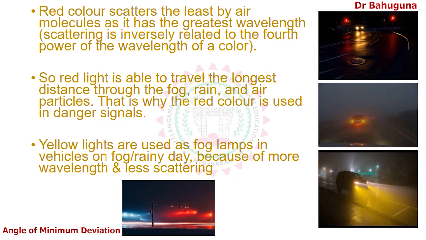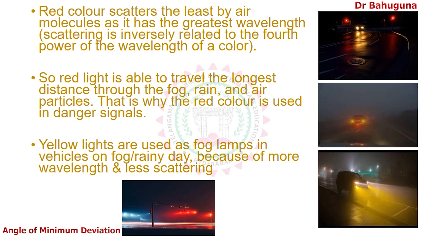You see, what are the applications of this particular thing? The red color scatters the least by air molecules as it has the greatest wavelength in the visible region. Scattering is inversely related to the fourth power of the wavelength of the color. Very important for competitive examinations. That is why we have given here scattering and wavelength. How are they related? Scattering is inversely proportional to the fourth power of the wavelength of the color. So red light is able to travel the longest distance through fog, rain and air particles. That is why the red color is used in danger signals.